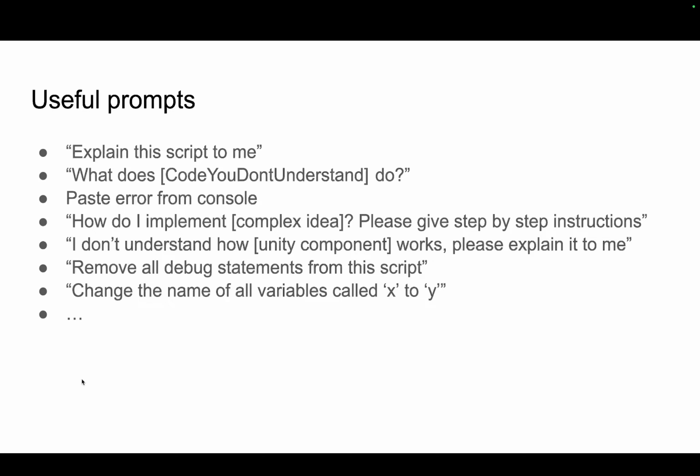Okay, I don't know how add Unity component here works. Please explain it to me. Remove all the debug statements from the script. So you're done debugging something, you want all the debug statements out. You can also tell it stuff like, hey, I want to be able to enable these debug statements from the inspector. Just tell it that and it'll give you a toggle in the inspector. It's great. Or something like change the name of all variables called X to Y, right? So these are just a couple of things. Of course, the list is endless because there's a bunch of cool stuff that you can do with this.